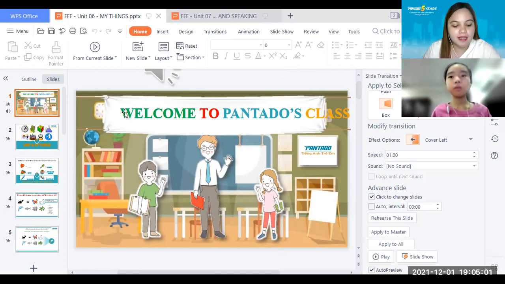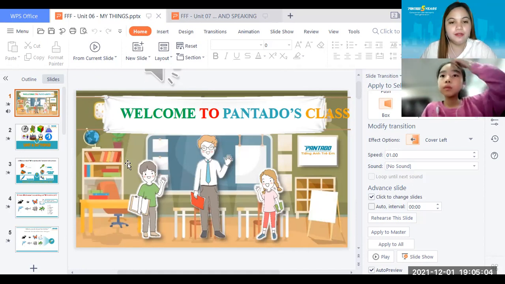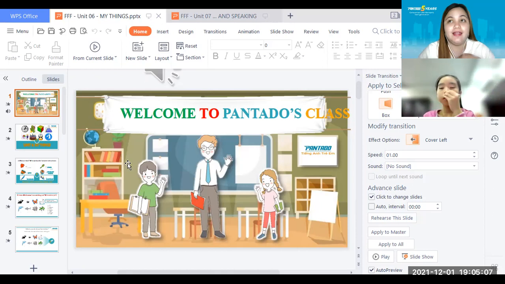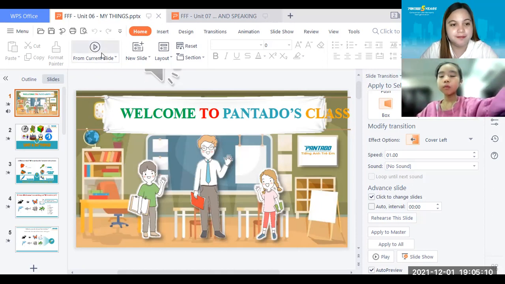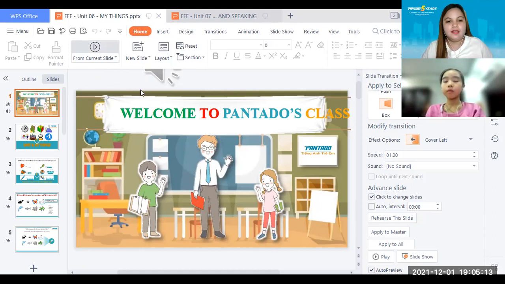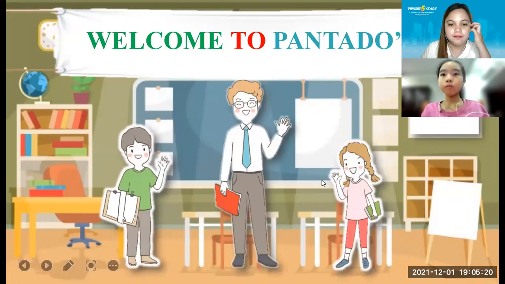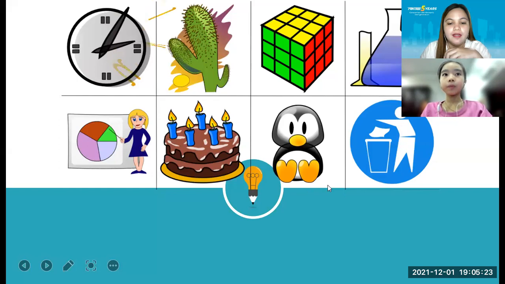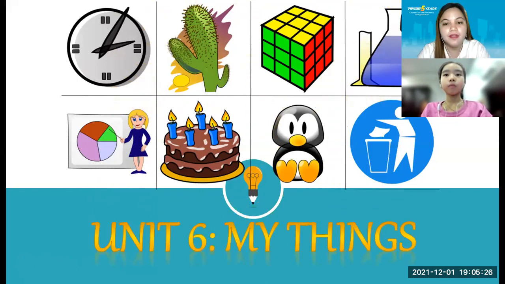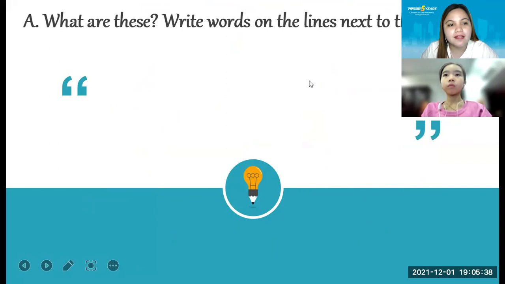All right, so let's begin because we are going to start a new lesson tonight, because the lesson that we had yesterday was finished already. All right, let's see. All right, so this is our lesson for tonight, Mary. It's about Unit 6, My Things. We're going to talk about your personal things or the things that you use at home. Before that, let's answer letter A. What are these? Write words on the lines next to the pictures.